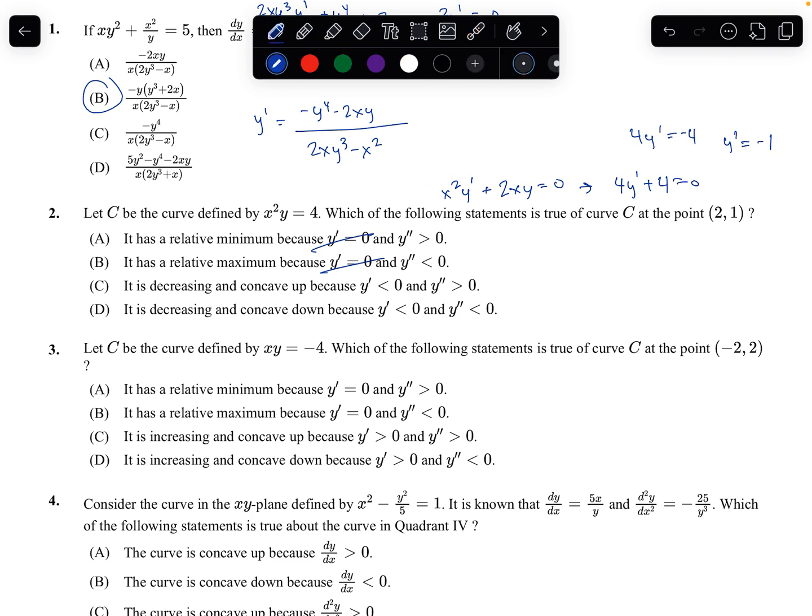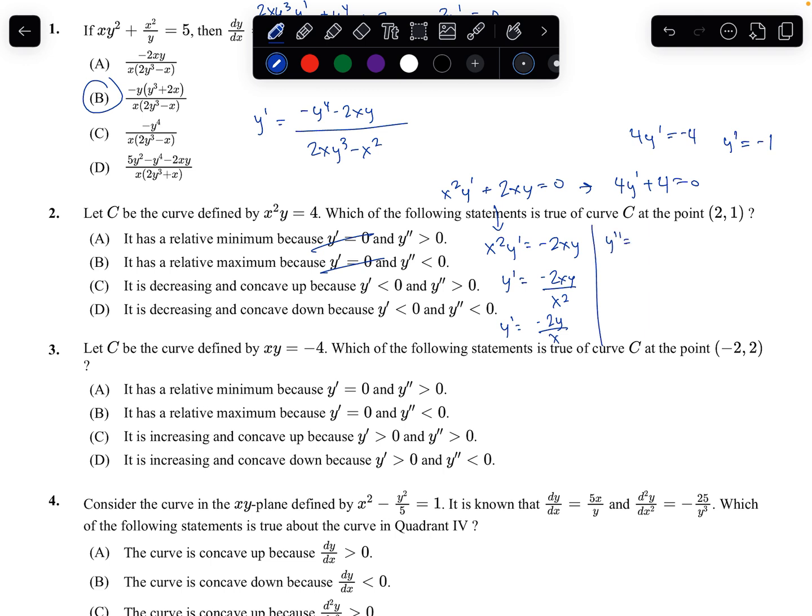Let's solve for y prime here. Do I need to? Sure. So that means x squared y prime is going to be equal to negative 2xy, and y prime is going to be equal to negative 2xy over x squared, which means that y prime is going to be equal to negative 2y divided by x. Sorry, not a lot of room.